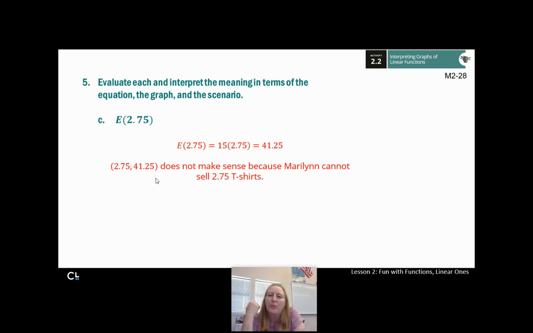Most people don't like it when you do that. They want the rest. They want the whole shirt, oddly enough. So this situation, while I could actually get an answer for it, does not make sense. I can even put a point on the graph, on the line, but it doesn't make sense in our scenario because Marilyn can't sell 2.75 t-shirts. That's weird.